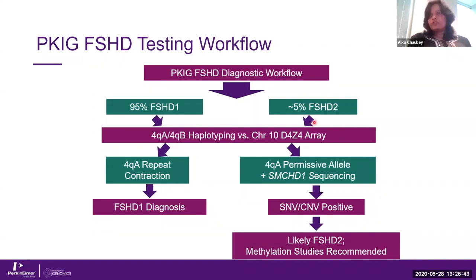However, as I've mentioned initially also, 5% of patients may have FSHD2. And if we see that there is the 4QA allele, but not the contraction, then we can recommend SMCHD1 sequencing to find sequencing variants. In fact, we've seen 2 cases with large deletions of chromosome 18p.